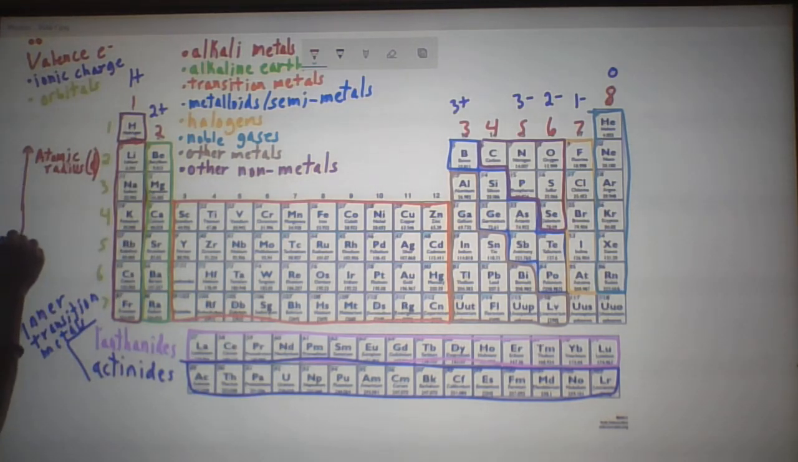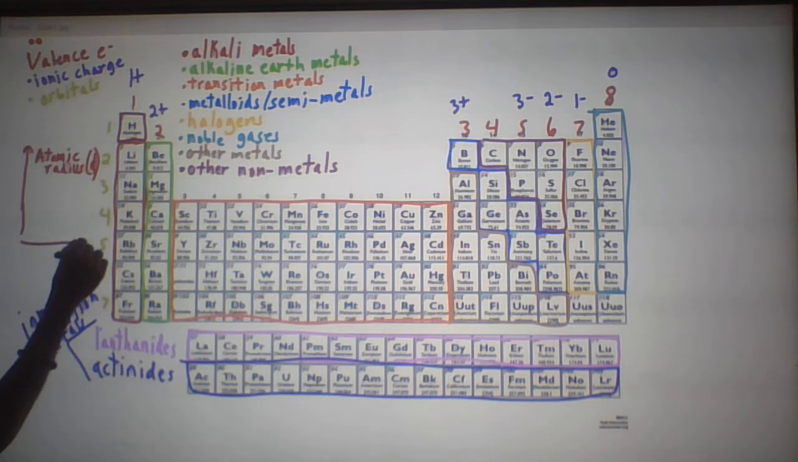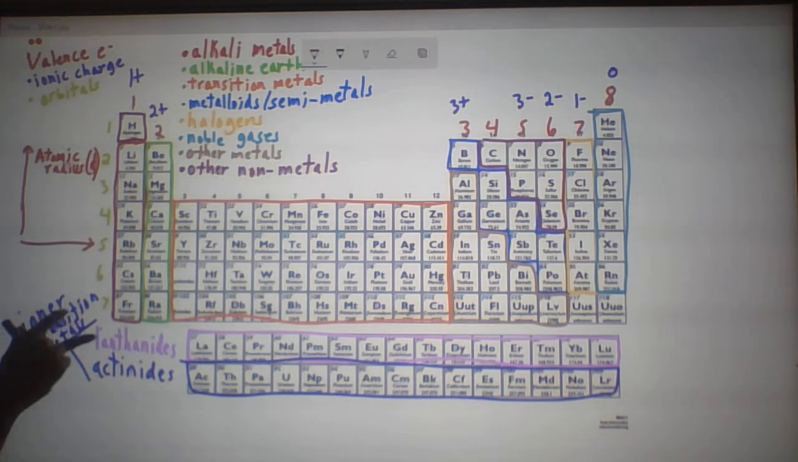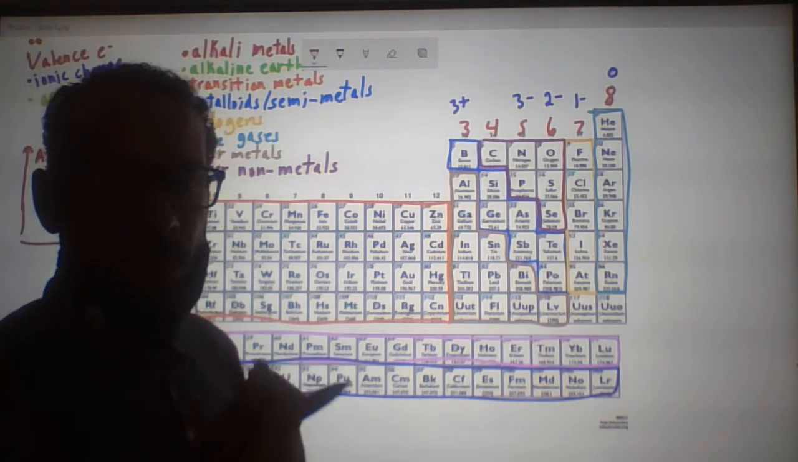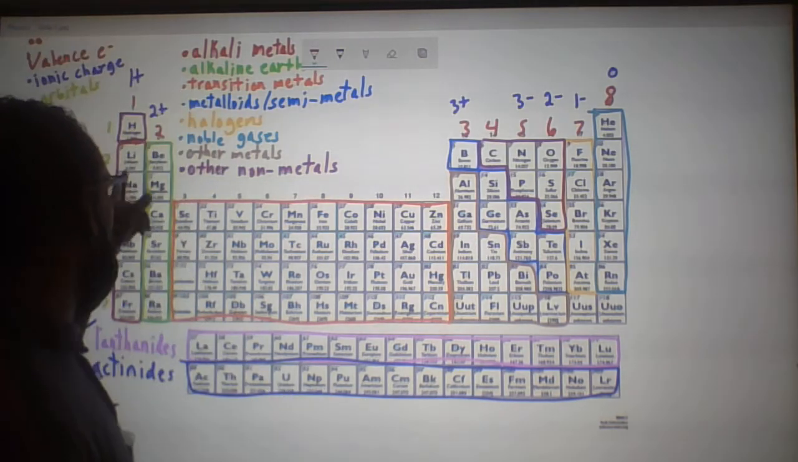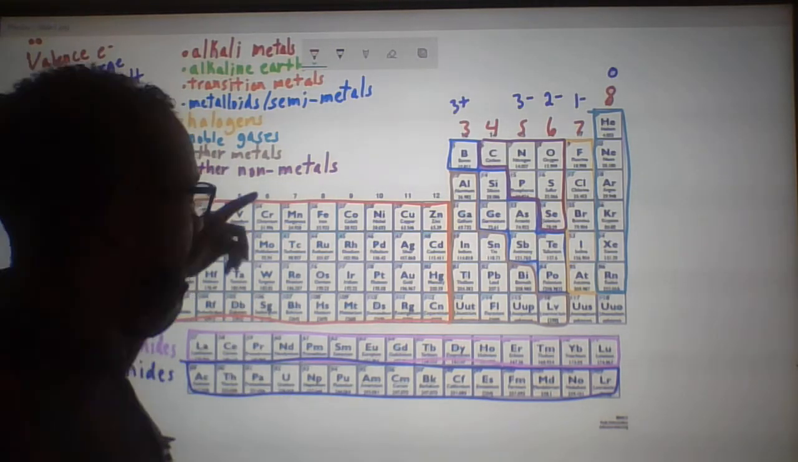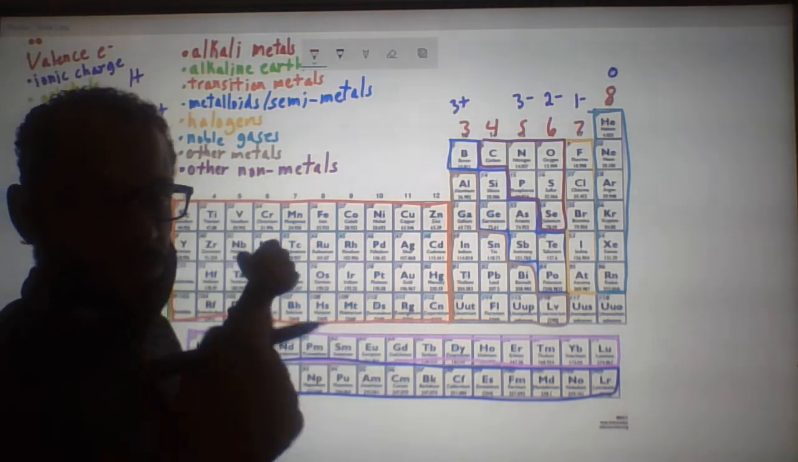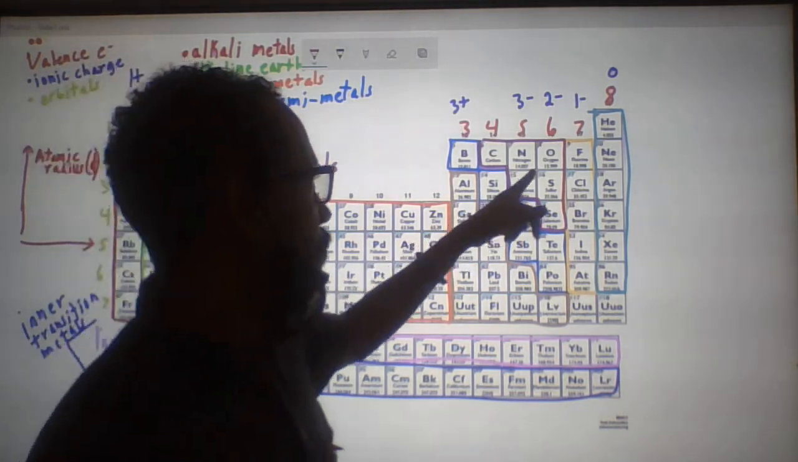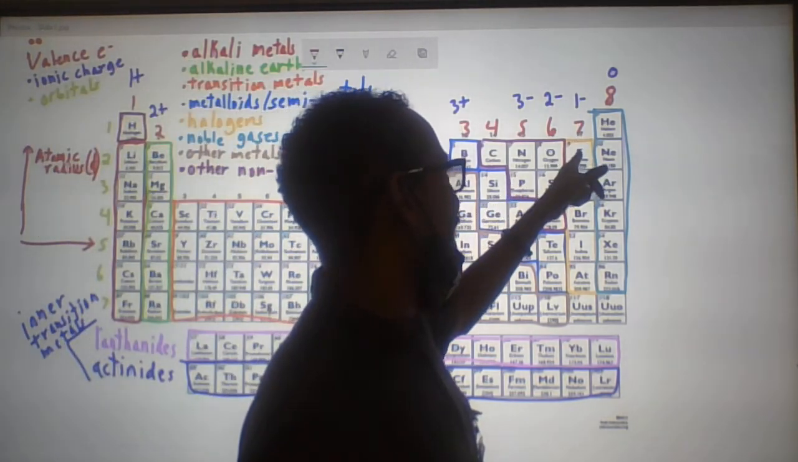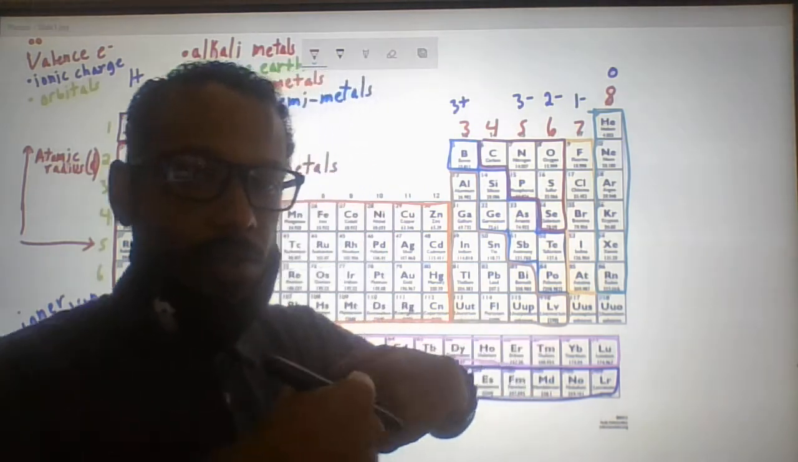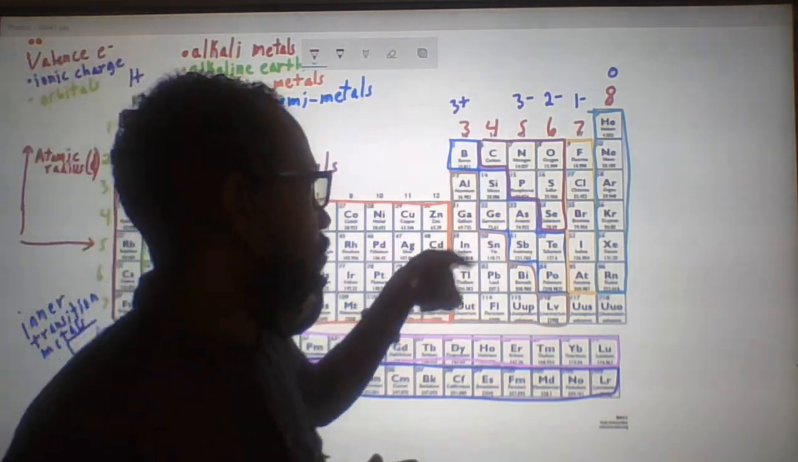And then as we go from left to right, they decrease because we have more protons in the nucleus. So lithium only has 3 protons, so he can only pull those electrons in so hard. Fluorine has 9 protons. He can really pull those in, so it makes it smaller because he's so strong.